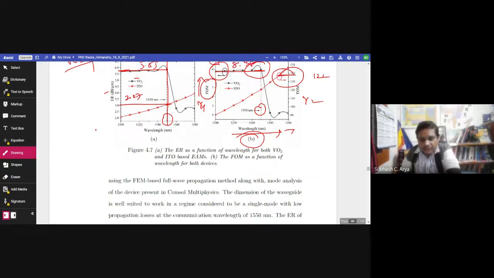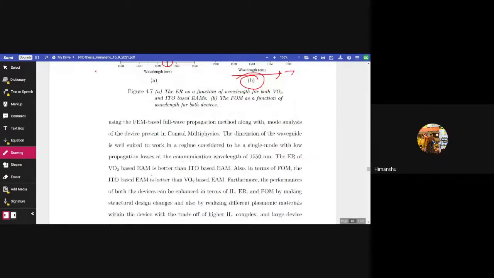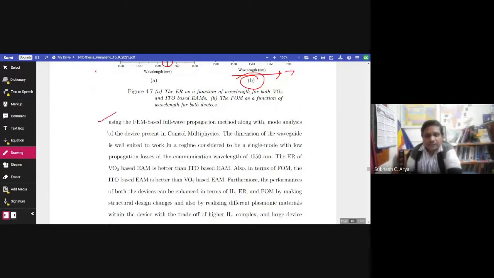So with this, which portion are you going to read? The text, yes, sir. This much text. Okay, yeah.